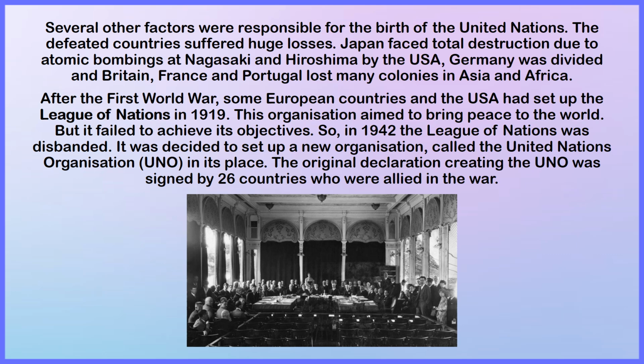After the First World War, some European countries and the USA had set up the League of Nations in 1919. This organization aimed to bring peace to the world. But it failed to achieve its objectives. So, in 1940 the League of Nations was disbanded. It was decided to set up a new organization called the United Nations Organization, UNO, in its place. The original declaration creating the UNO was signed by 26 countries who were allied in the war.